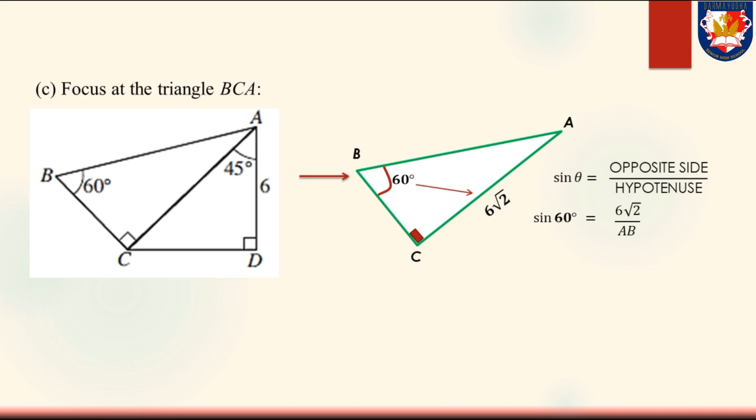Using the table of special angles, you will find the value of sine 60 degrees, square root of 3 over 2, equals 6 square root of 2 over AB. So from here, we obtain AB equals 4 square root of 6 centimeters.